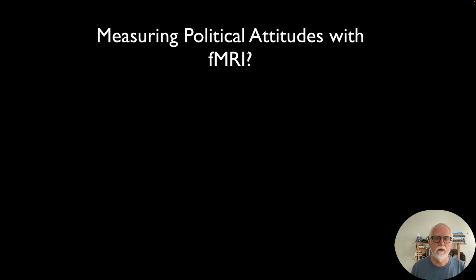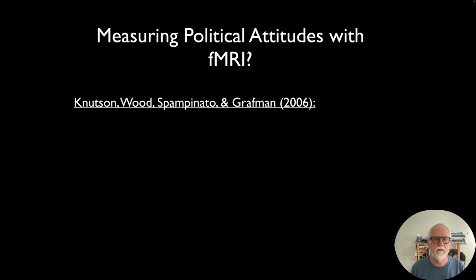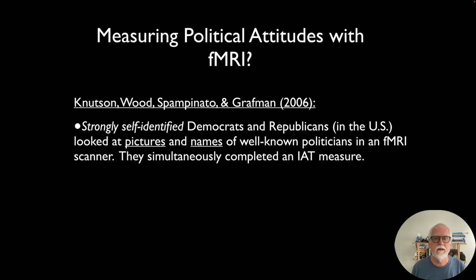Now, how does this all relate to other things, other measures of attitudes? And this is an interesting study. This was published in 2006 by Knudsen et al., where they looked at political attitudes using the IAT and fMRI. So what they did is they found strongly identified Democrats and Republicans in the US who looked at pictures and names of well-known politicians in an fMRI scanner.